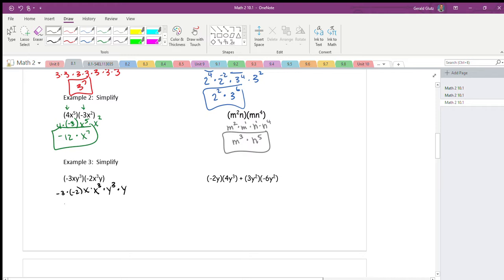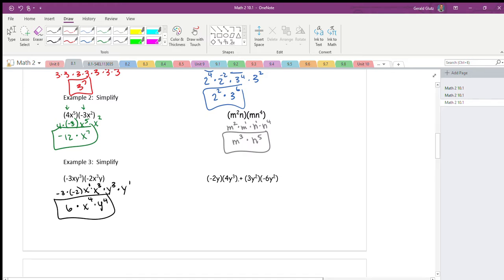So -3 times -2 is 6. X times x to the 3rd. So remember, it's just an x. That means there's an imaginary 1 up there. So that's x to the 1 times x to the 3rd is x to the 4th. Y to the 3rd times y to the 1 is y to the 4th. And that would be our answer.